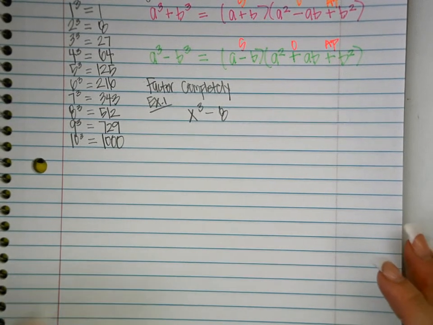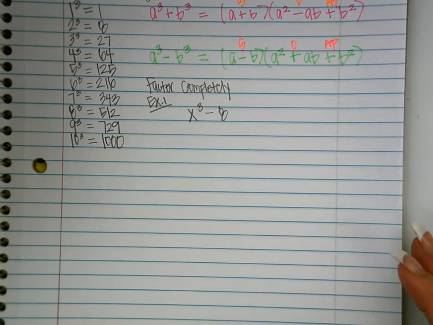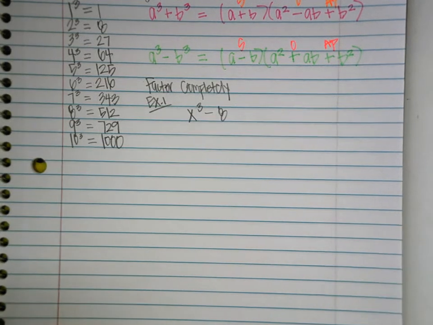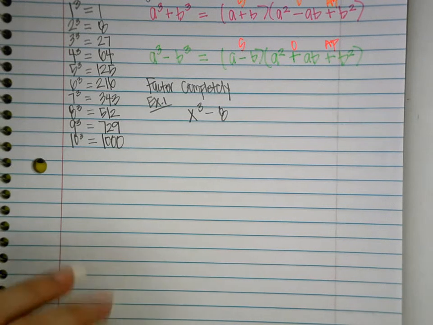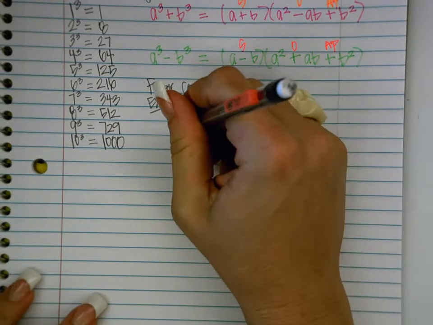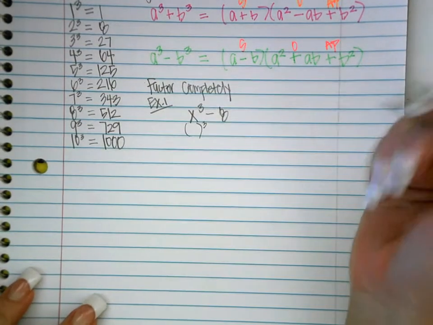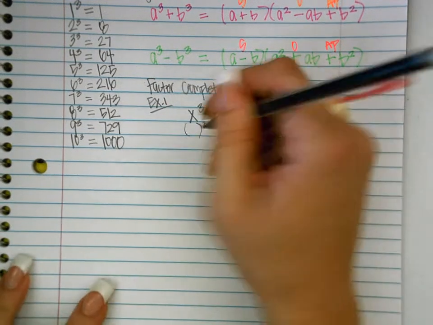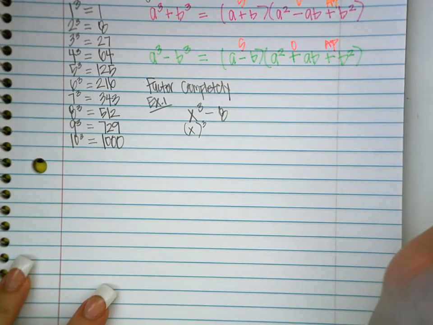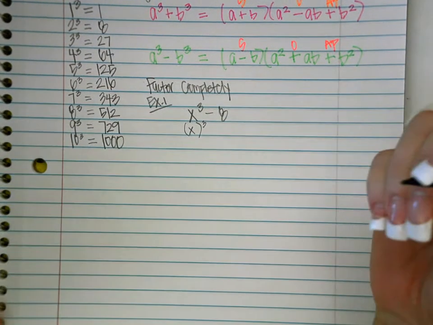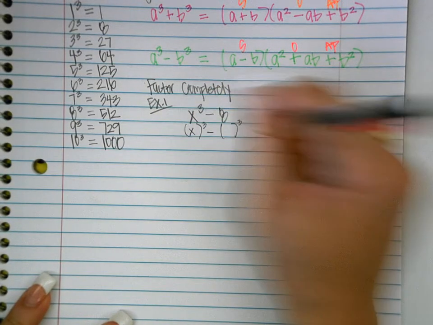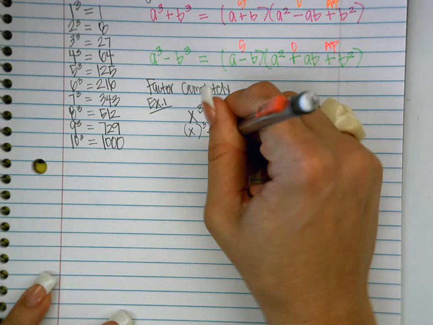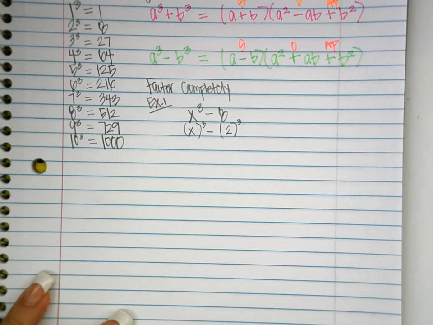When you do this, the first thing you want to do is identify what is being cubed. So here, what is being cubed to give you x cubed? X. I understand that one is incredibly easy, but it's not always going to be quite that easy. Minus, what cubed gives you 8? 2. It's important to recognize those.